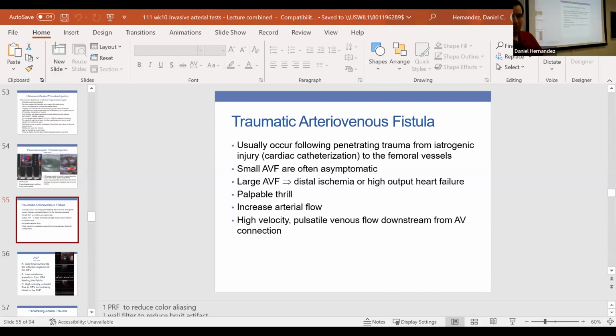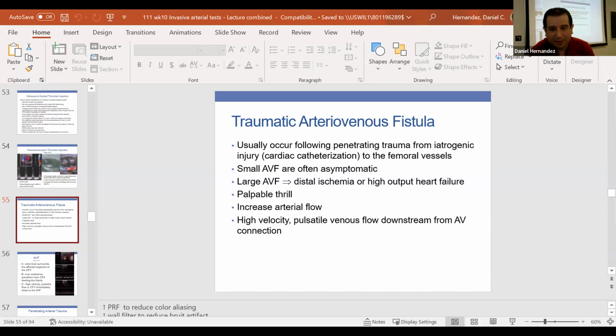The things we feel for are that palpable thrill. So again, that word association: AVF, arteriovenous fistula, palpable thrill. That palpable thrill is that anastomosis, that connection between the artery and the vein. We see increased arterial flow. So before that fistula, we have increased flow volume. We also have a decreased resistive index, or RI, because we have more diastolic flow, since that blood flow is going into that low resistance venous system.